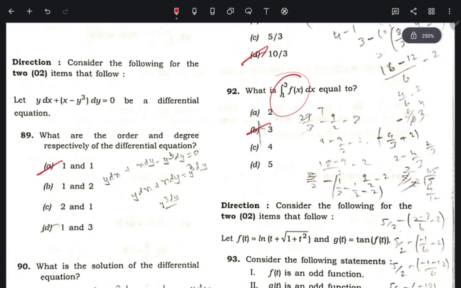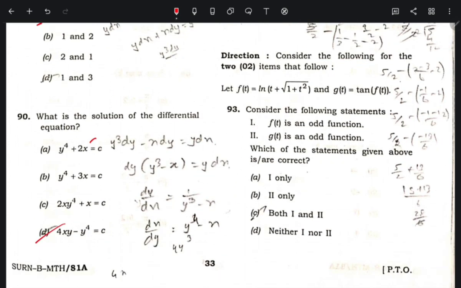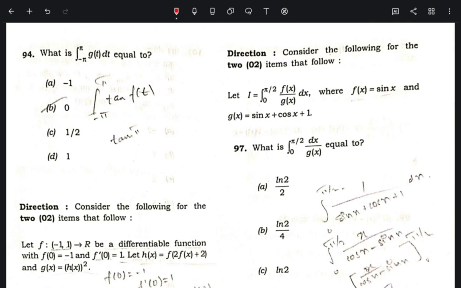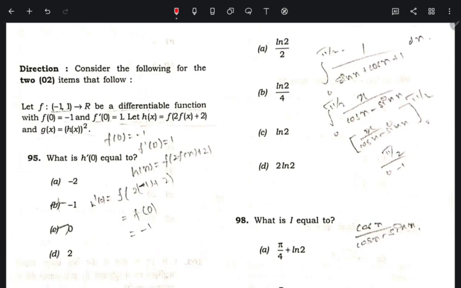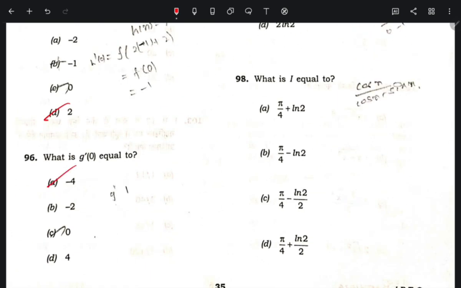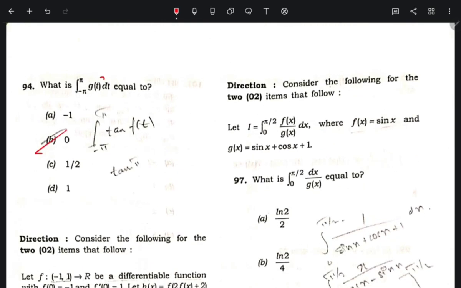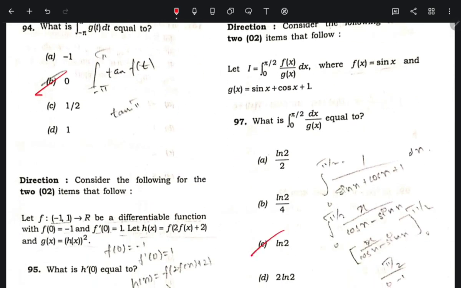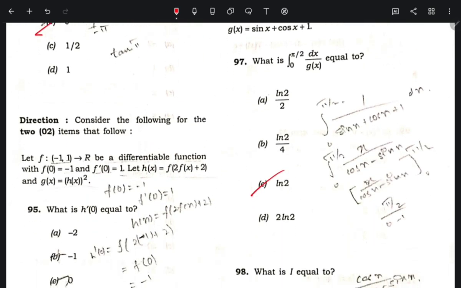Again find the partition from inside this. 93 you get C, it is both. So again, if it is an odd function, so previously we found it's an odd function, so definitely this will be equal to 0. 94, 95 the answer is D. 96 it is A. 97 it is C. Like log of 2.